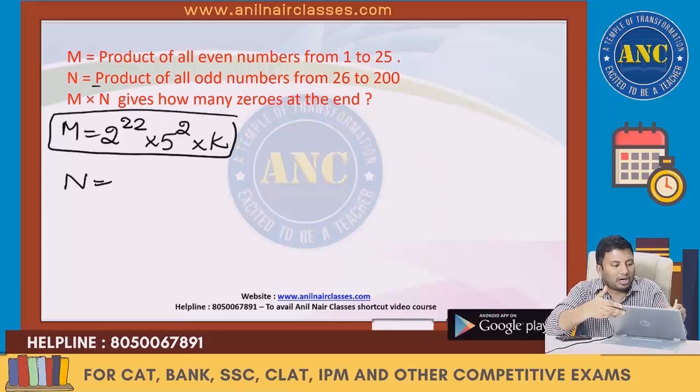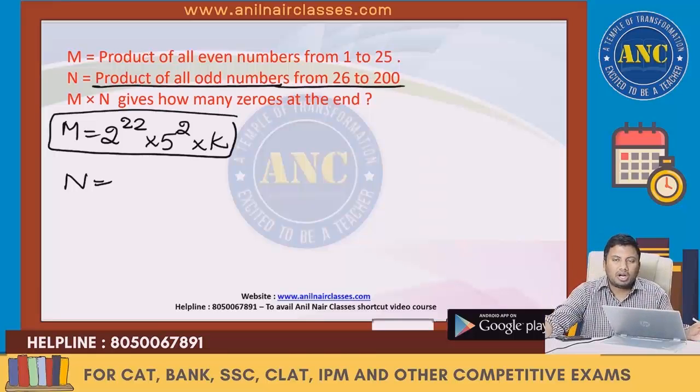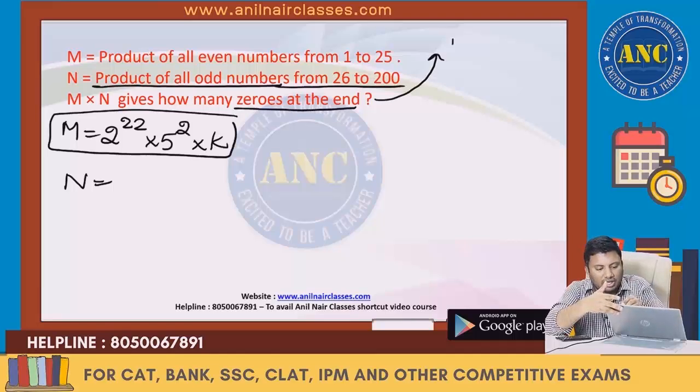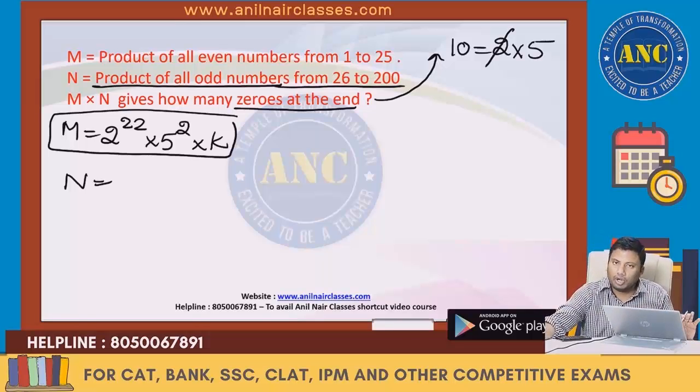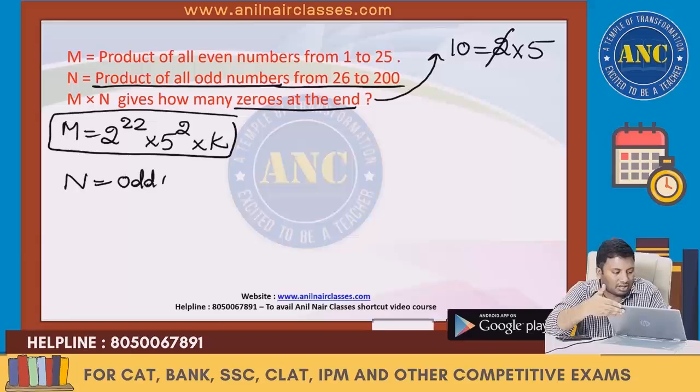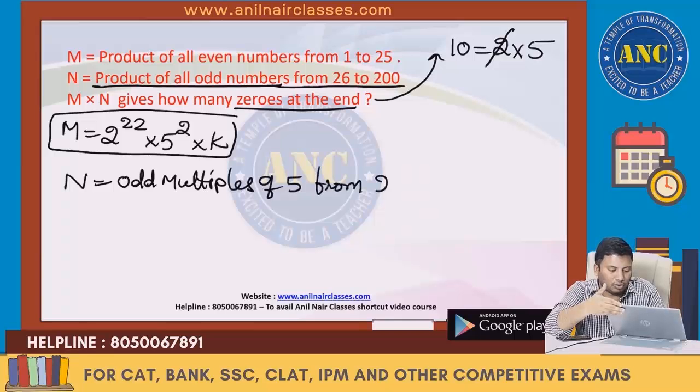N is product of all odd numbers from 26 to 200. Odd numbers will not be divisible by 2, because I require the number of zeros at the end, which is 10, which is 2 into 5. 2 anyway will not come. So only take odd multiples of 5 from 26 to 200.